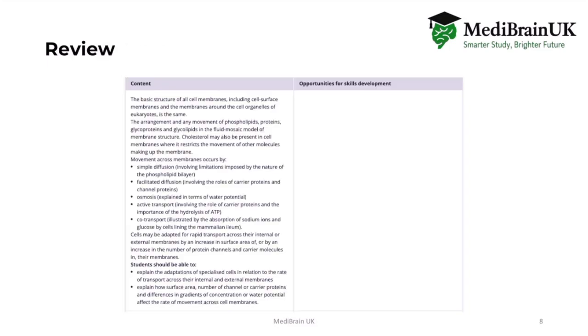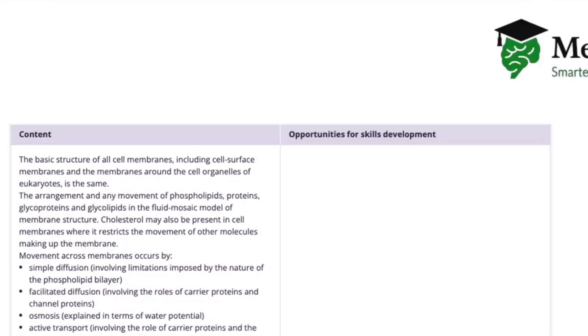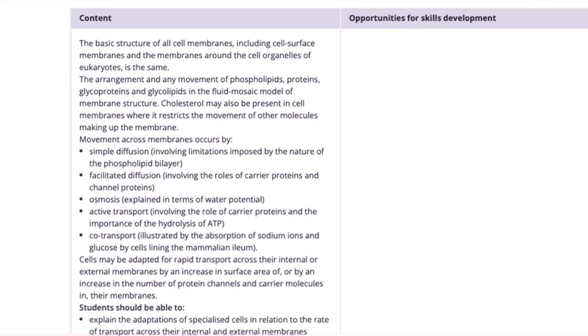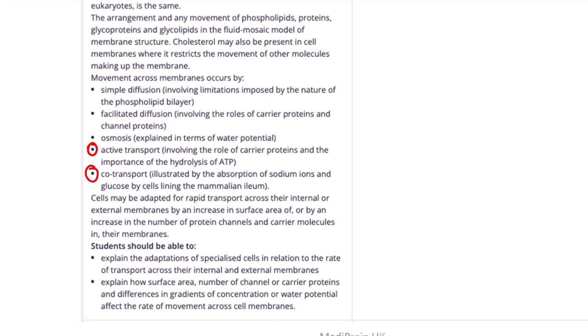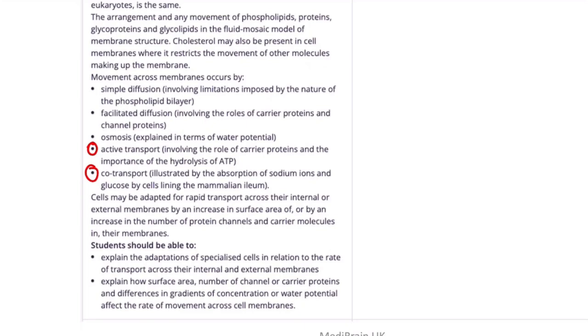And that is everything for cell membranes. It's a short topic, it's not a big topic at all. We covered all the first parts in our last lesson, and today we've looked at active transport and co-transport. It says cells may be adapted for rapid transport across the internal and external membranes by an increase in surface area, or by an increase in the number of protein channels or carrier molecules in the membrane. So if they have villi or microvilli, that will increase their surface area for rapid absorption of these molecules across the plasma membrane.